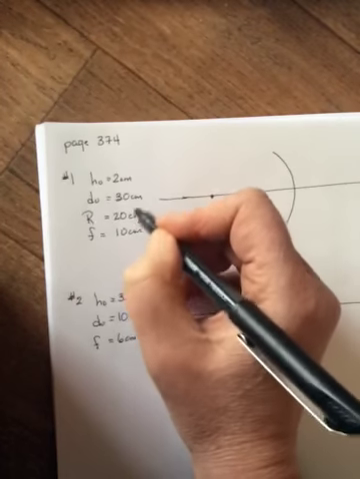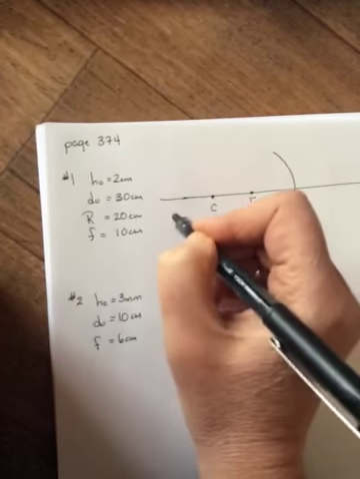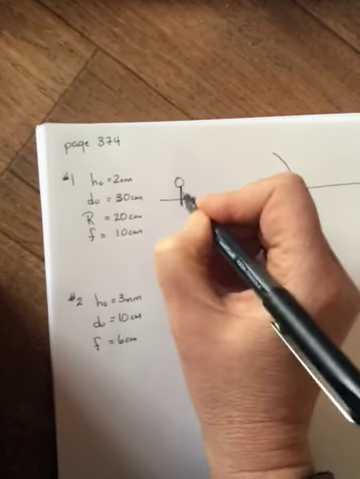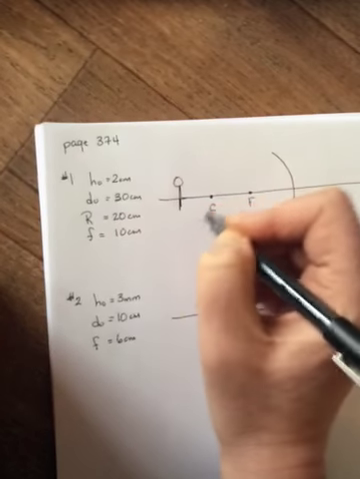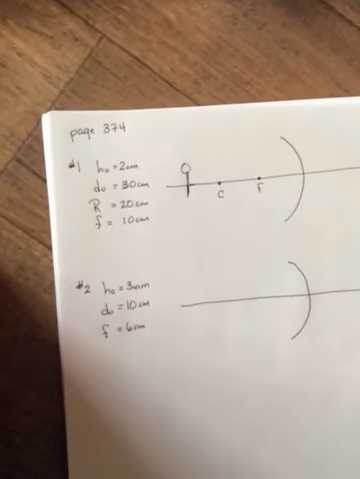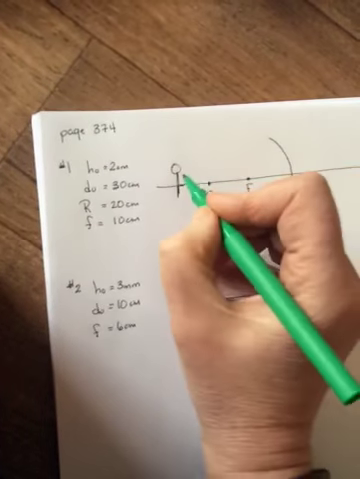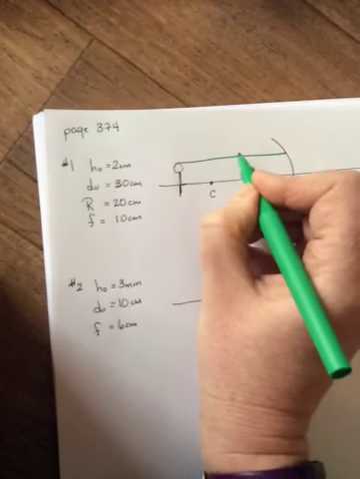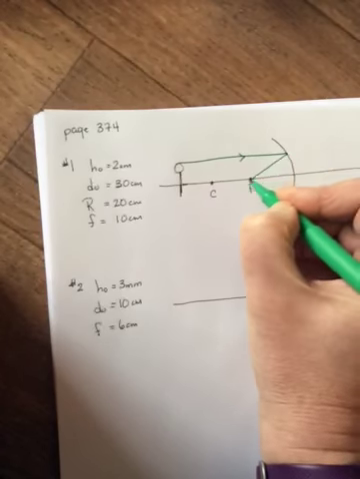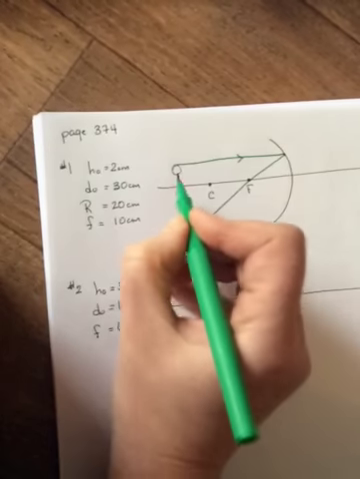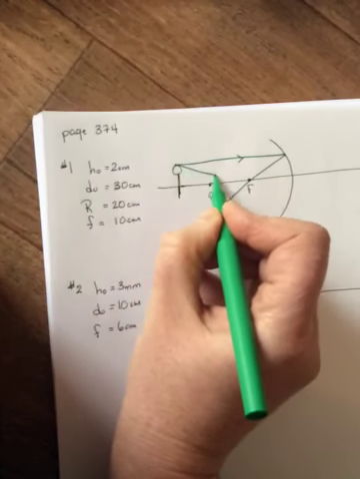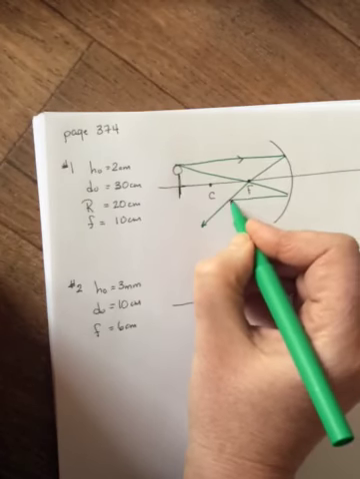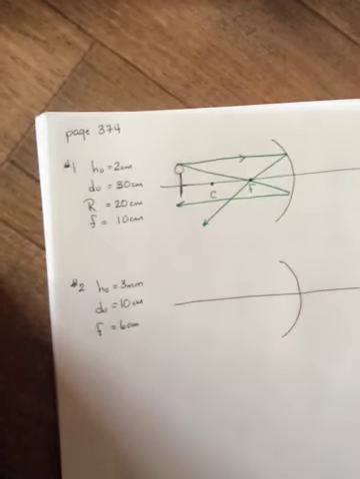Okay? And so if you look, then it means our object is outside C. So our object is out here. Okay? And it wants you to find the image using ray diagrams. So, from the top, a ray going in parallel to the principal axis would come out through F, and a ray going in through F will come out parallel to the principal axis.